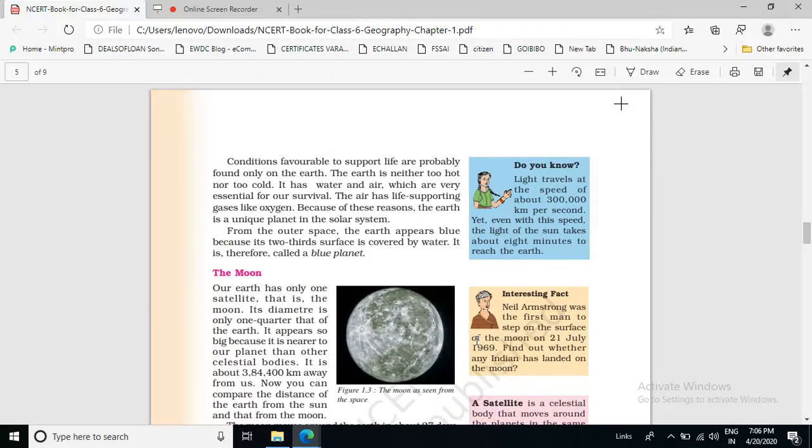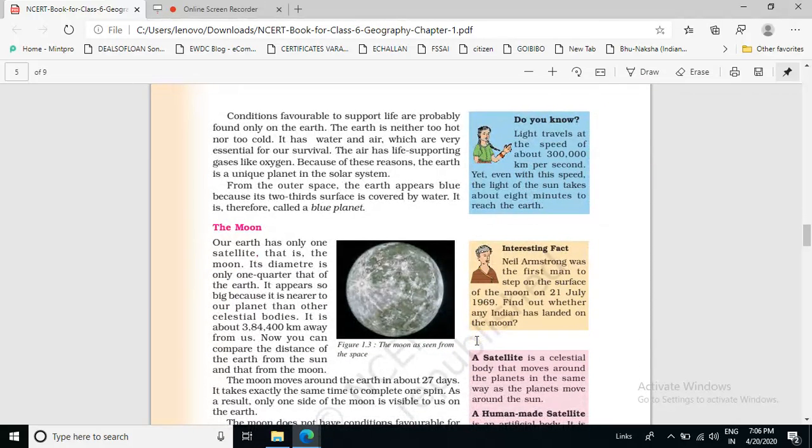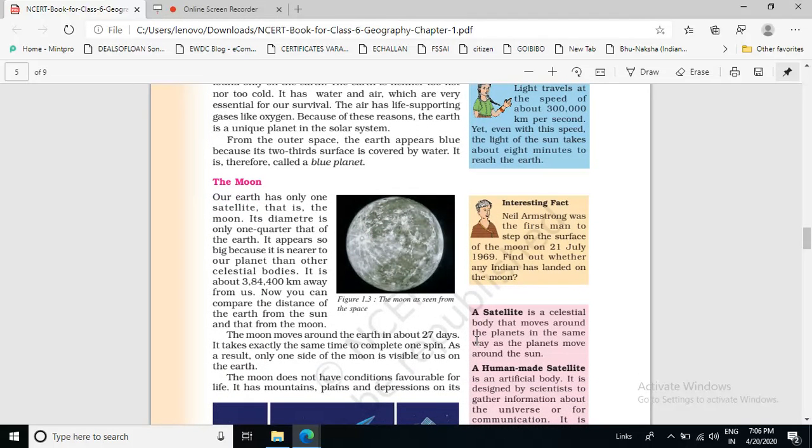Okay, now we are coming to know about the moon. Moon is very lovely, and we like it very much, isn't it? Chanda Mama, you must have heard so many poems and songs about Chanda Mama. Isn't it? So now we will know about the moon.